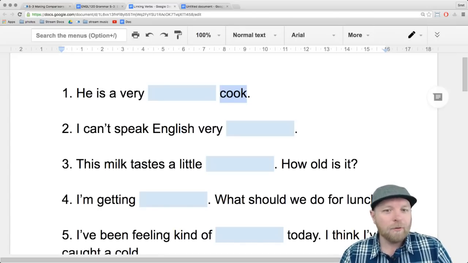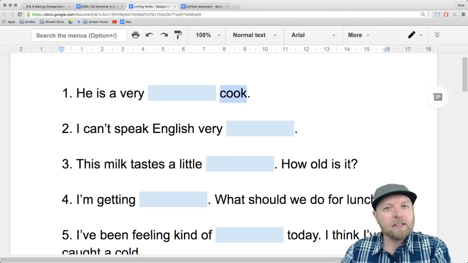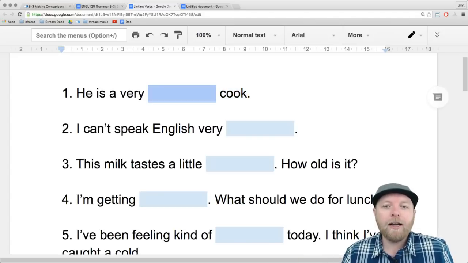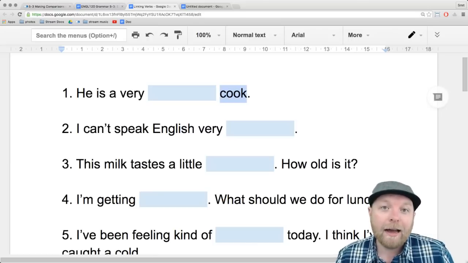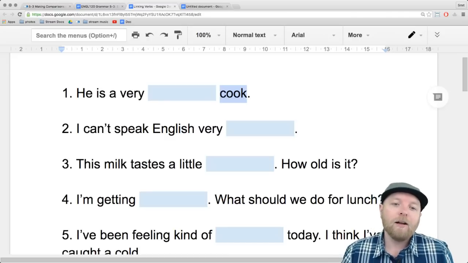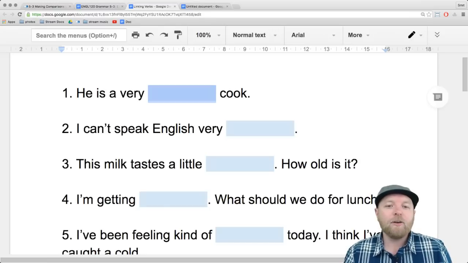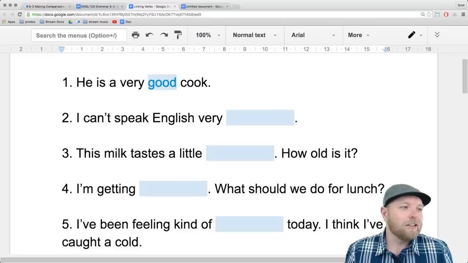It's a job, right? He is a teacher. He is a taxi driver. He is a designer. He is a doctor. He is a cook, right? This is a noun. So this word is describing a noun. Well, what kind of word describes a noun? An adjective or an adverb? Well, an adjective. So he is a very what? He is a very maybe good cook. He is a very good cook.